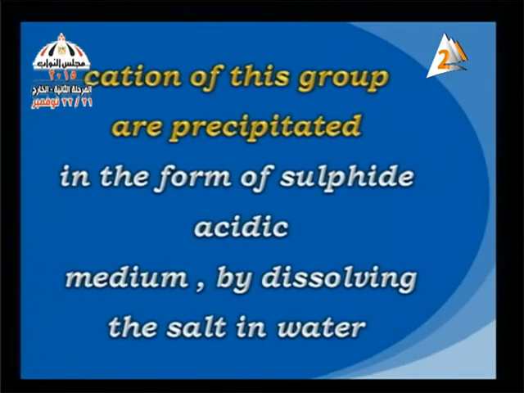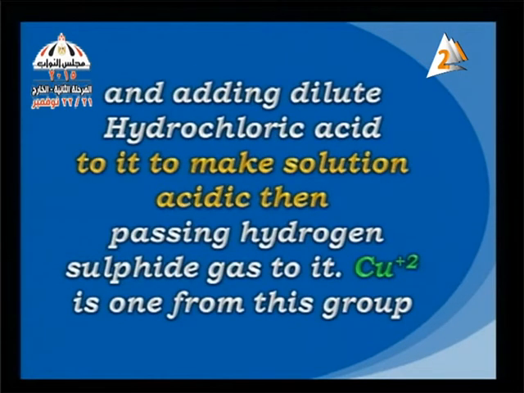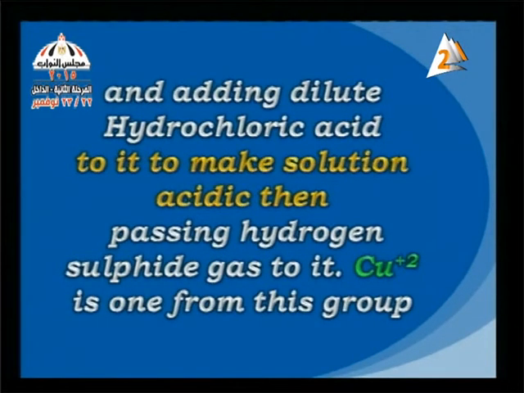What about this? It's about the cations. This group is precipitated in the form of sulphide in acidic medium by dissolving the salt in water. It's good to say all of this. What about this? You must add dilute hydrochloric acid. This hydrochloric acid makes the solution acidic.